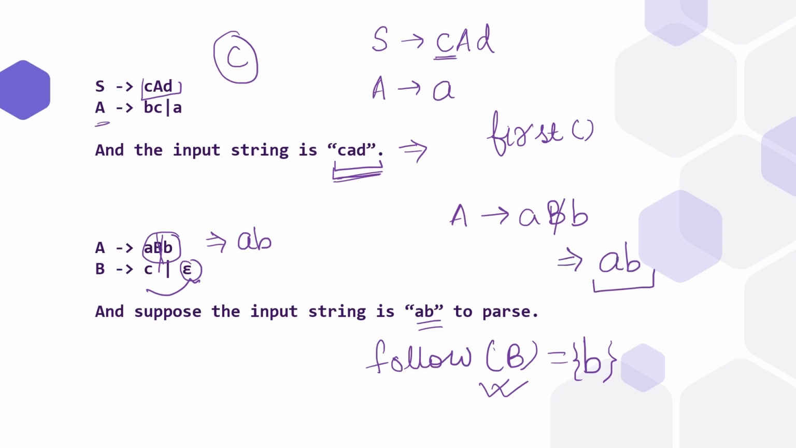So this is the use of first and follow. Basically, it just tells us beforehand which production the compiler should use in order to create our desired string output.